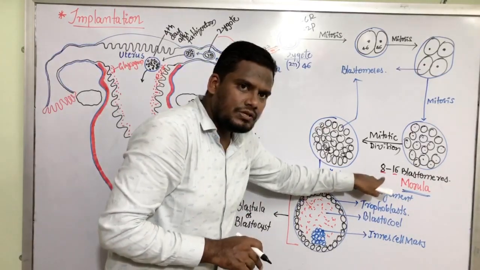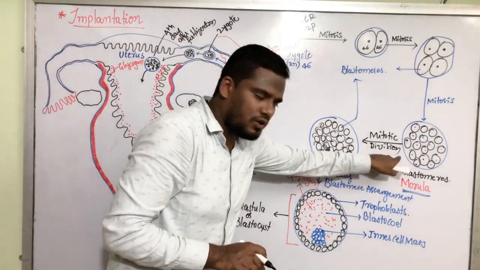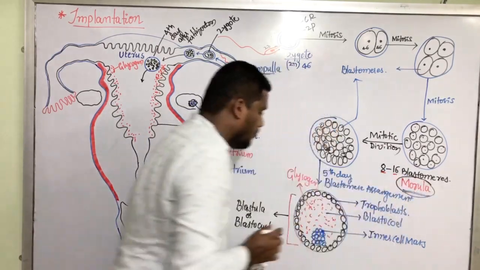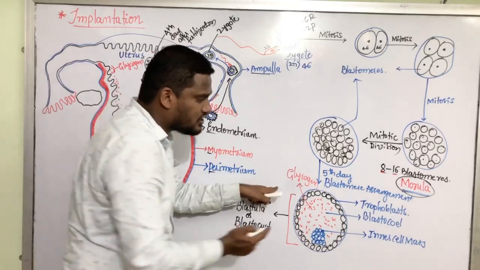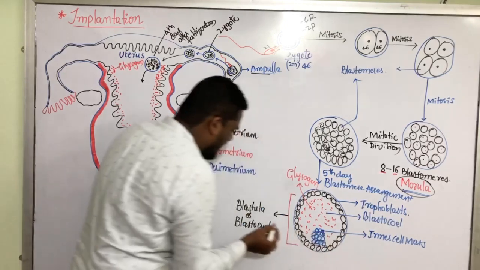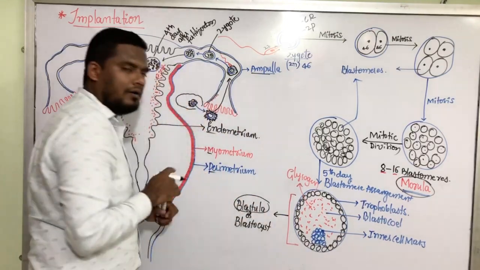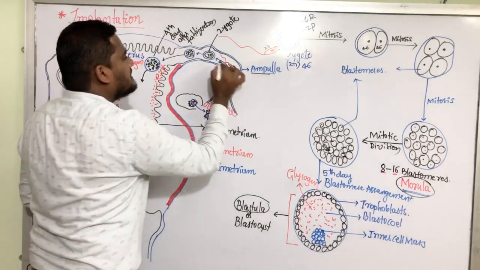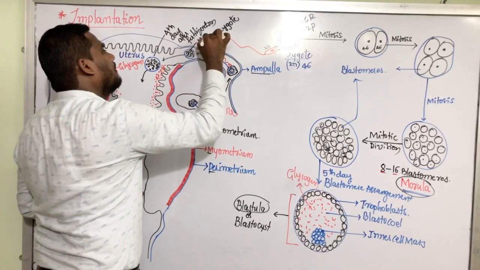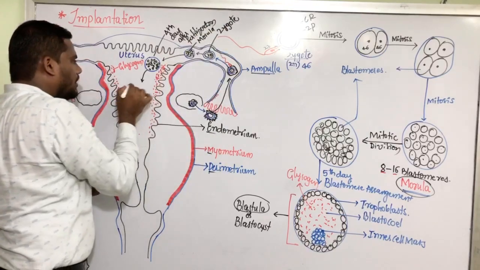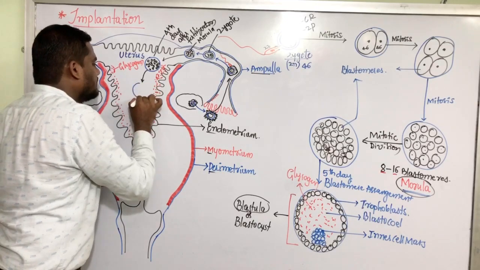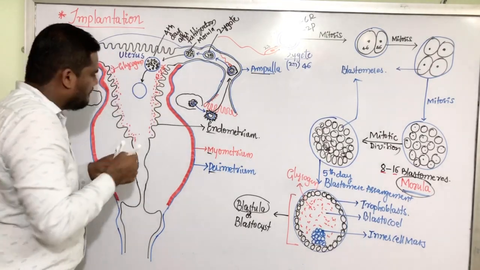The structure with 8 to 16 blastomeres is called a morula, whereas the structure which consists of trophoblast, blastocoele and inner cell mass is called a blastula. From zygote to morula, and from morula to blastula is formed. This is the zona pellucida.